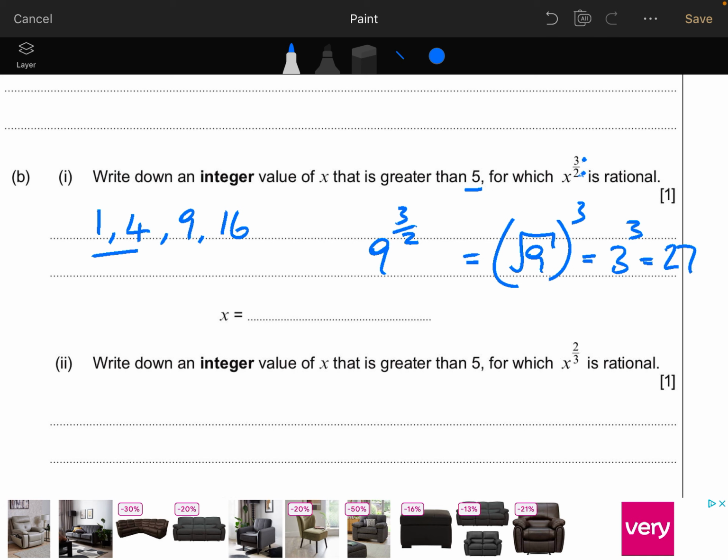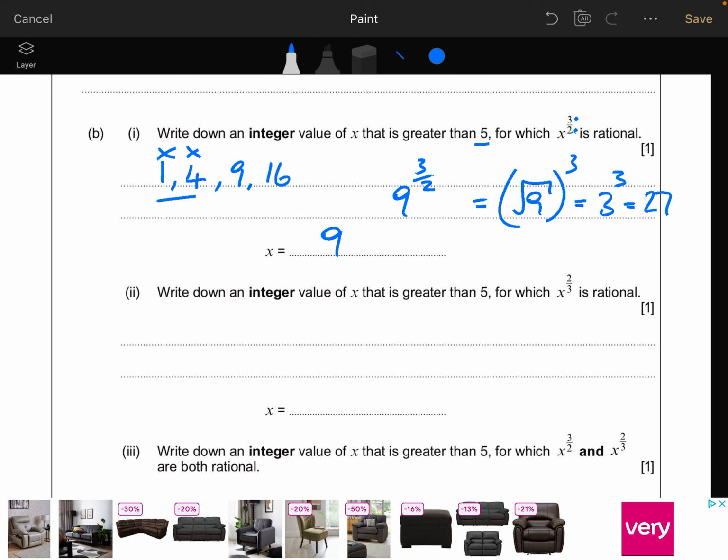So I'm writing one value down, but any would do. The answer is 9. But you could pick any square number bigger than 5. You could carry on that sequence, but don't use either of those two.